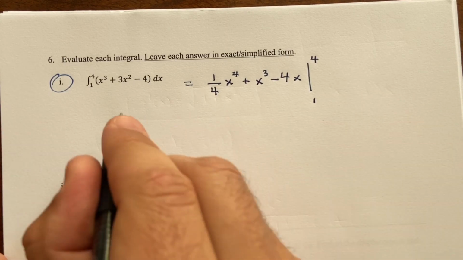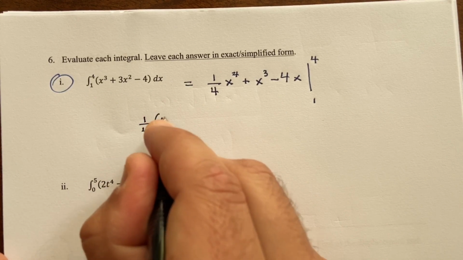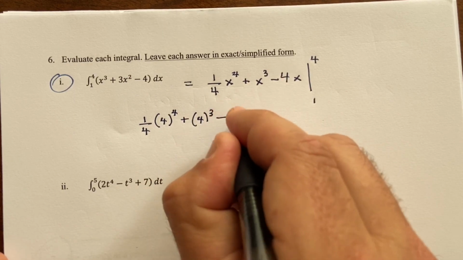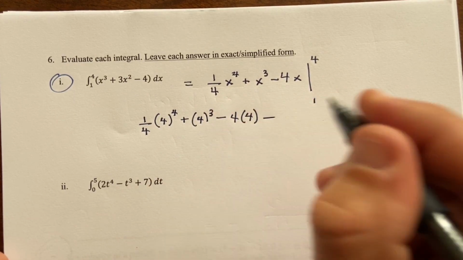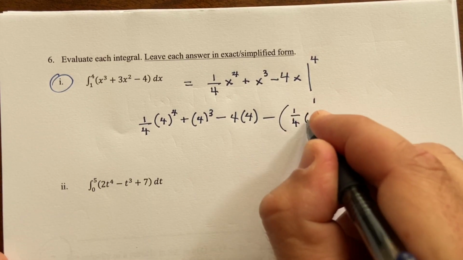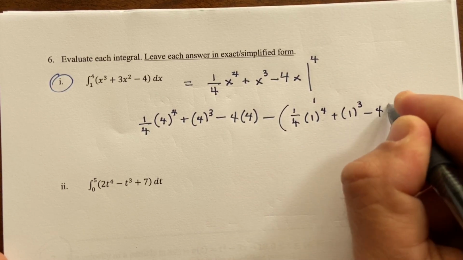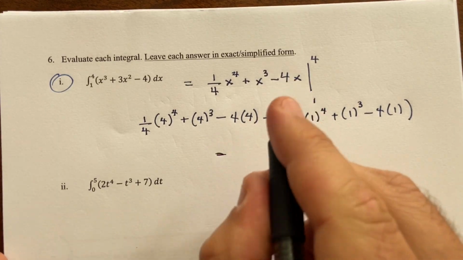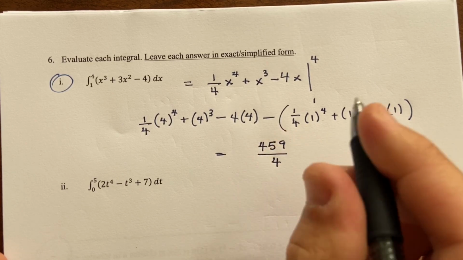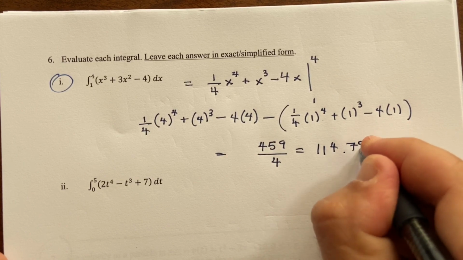So evaluating at 4, 1/4 of 4 to the 4th plus 4 cubed minus 4 times 4. And then minus parentheses so that we subtract the entirety of this: 1/4 of 1 to the 4th plus 1 cubed minus 4 times 1. I believe we're going to get 459 over 4, which is equal to 114.75, either way.